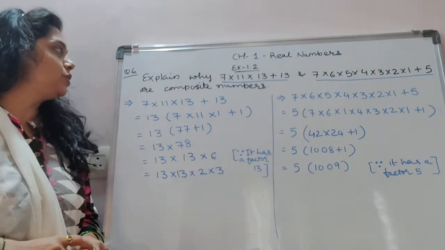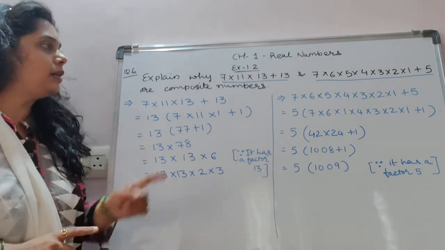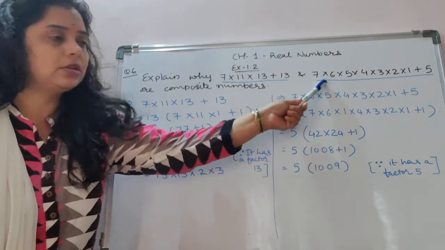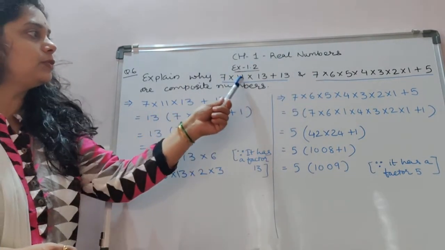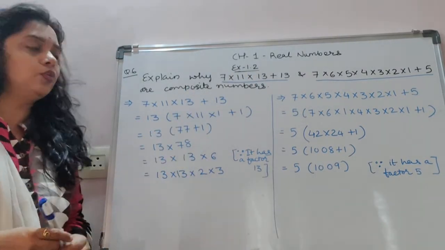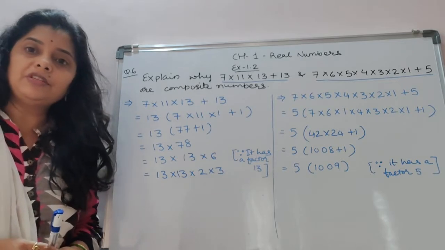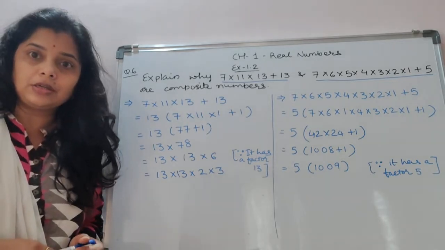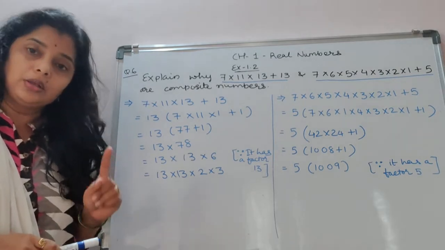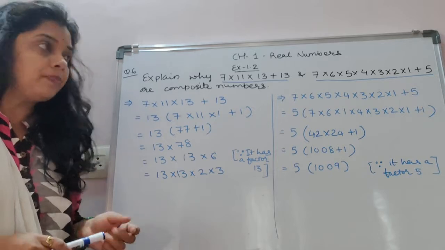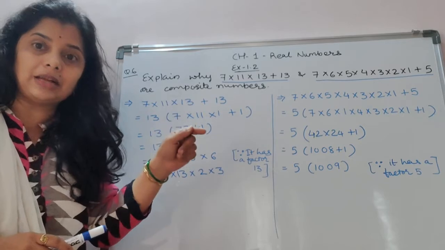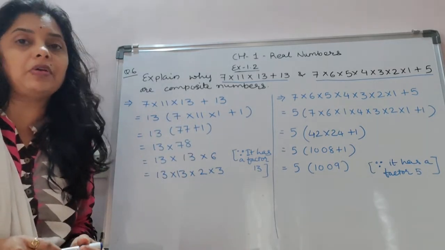Let's move to the next question. Question number 6. Explain why these two numbers, this is one number and this is the second number, are composite numbers. We already know what a composite number is: the number which has more than 2 factors. And a prime number is the number which has just 2 factors, 1 and itself. So we have to prove that they are composite numbers, meaning other than 1 and itself, it has other factors.